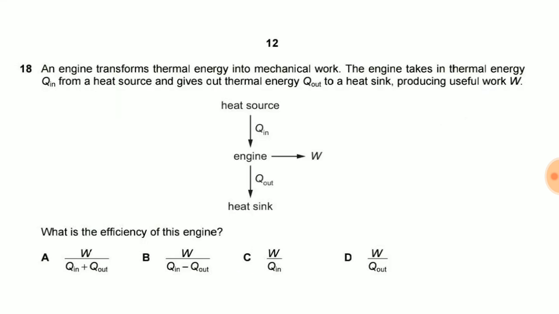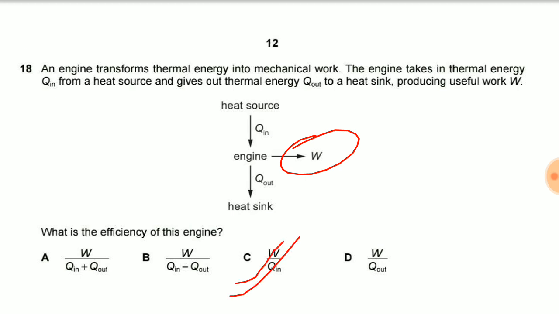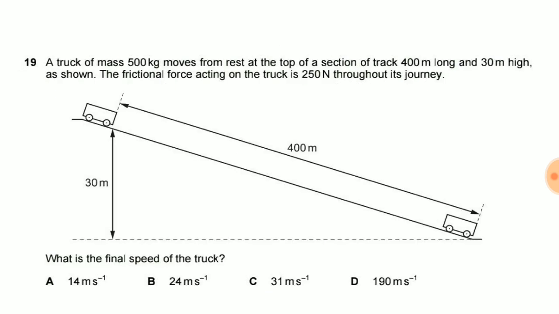Now let us move to question number 18. This is so easy. The work done divided by the heat in is efficiency. So option choice C is the correct answer. This is just a definition: work done upon heat input. Now let us move to this question.